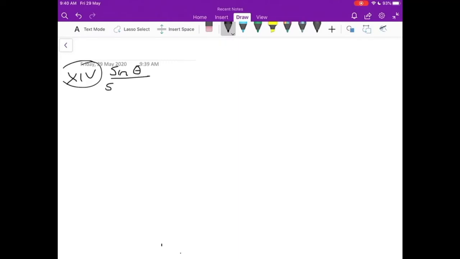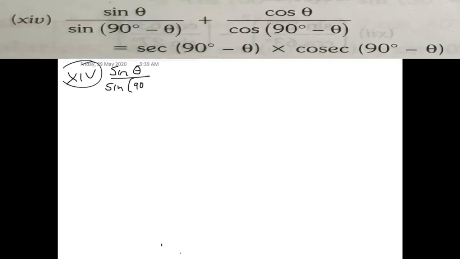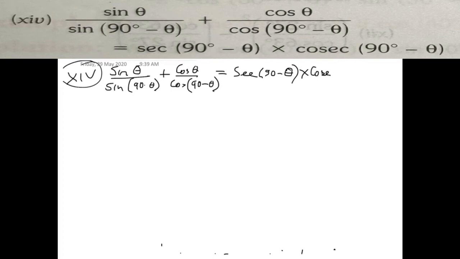sin theta over sin 90 minus theta plus cos theta over cos 90 minus theta. You have to prove it equal to sec 90 minus theta into cosec 90 minus theta. So you have to prove this.